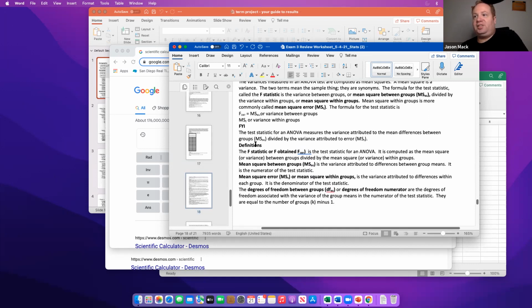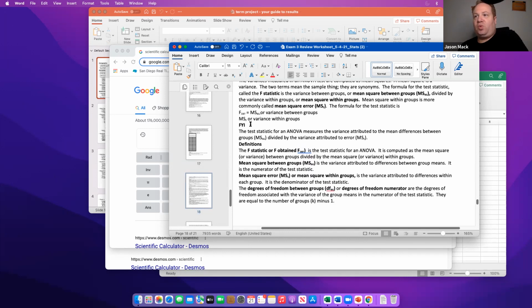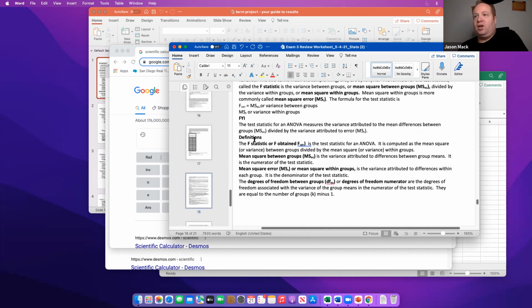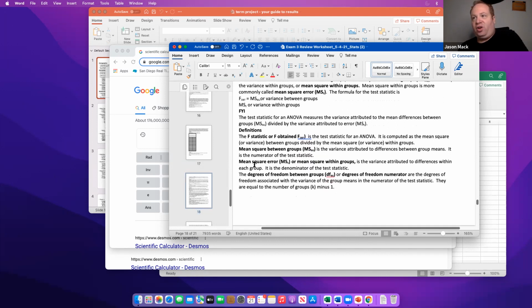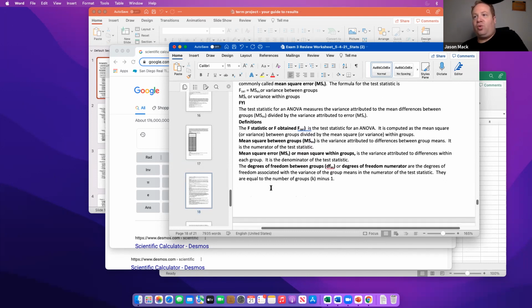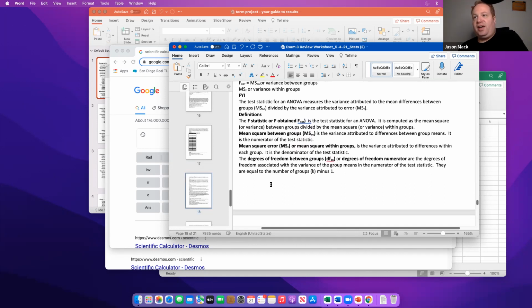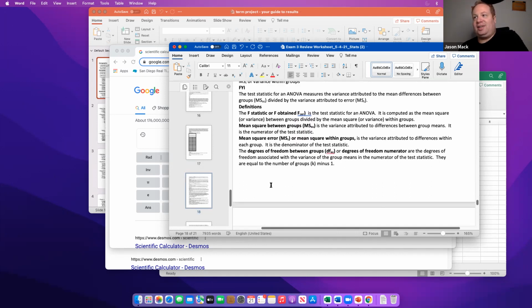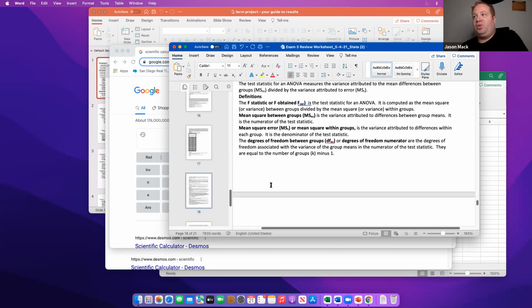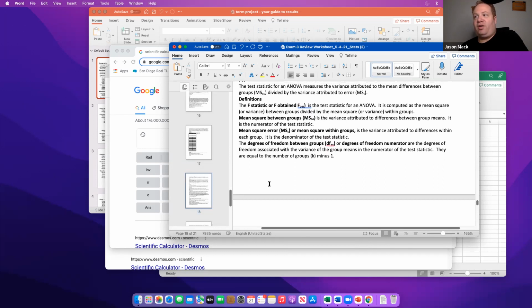The formula for the test statistic is the F obtained value is equal to the mean square between groups, or variance between groups, divided by the mean square error, or variance within groups. FYI, the test statistic for ANOVA measures the variance attributed to the mean differences between groups, or mean square between groups, divided by the variance attributed to the mean square error. Definitions. The F statistic, or F obtained value, is the test statistic for ANOVA. It is computed as the mean square or variance between groups divided by the mean square variance within groups.